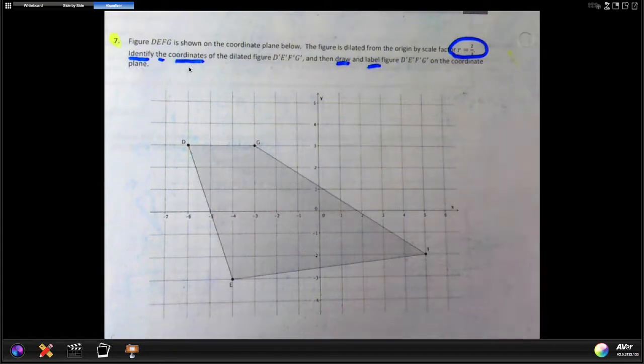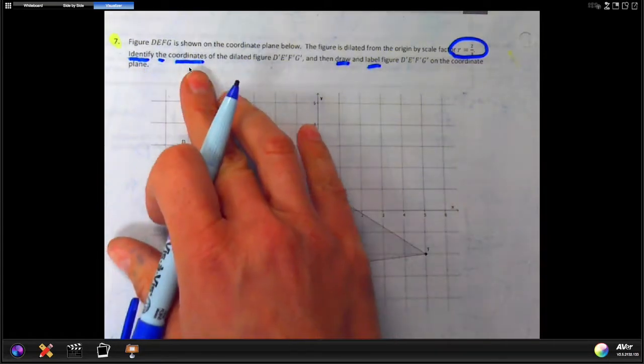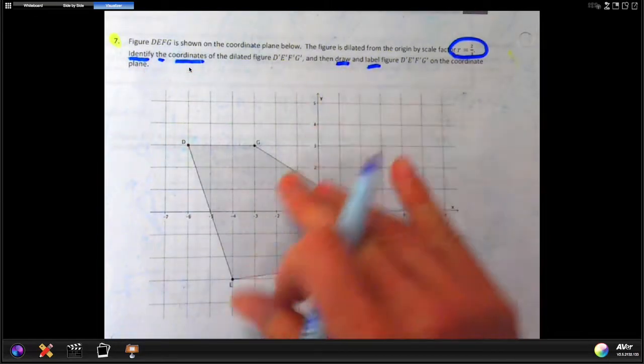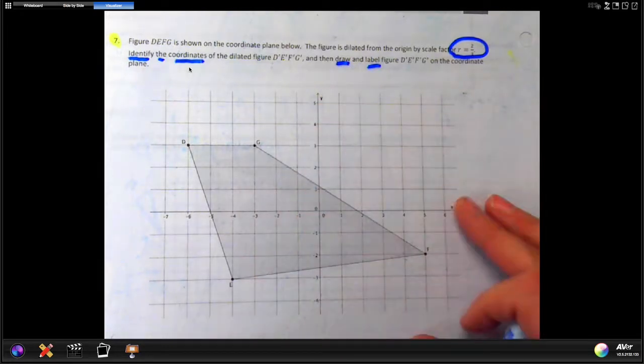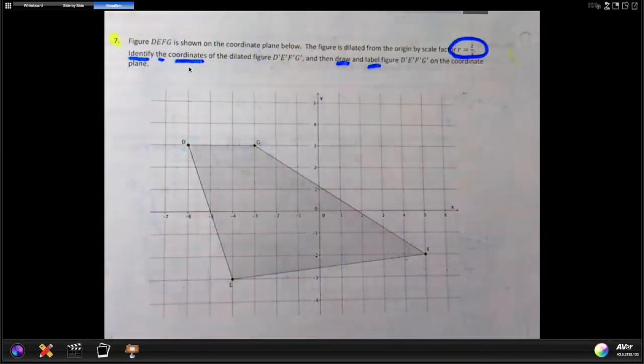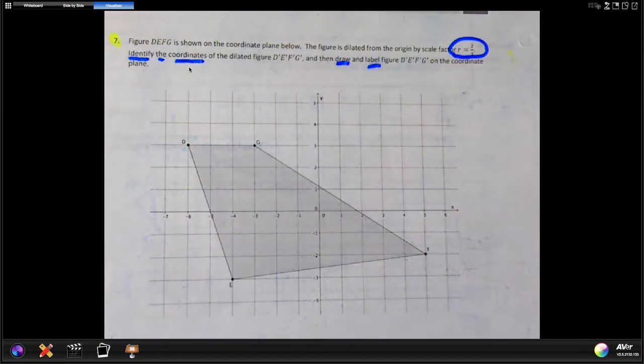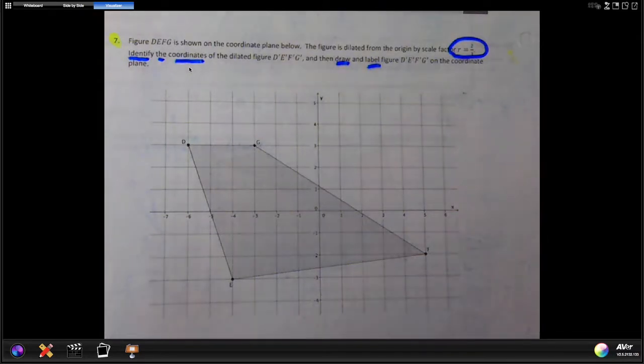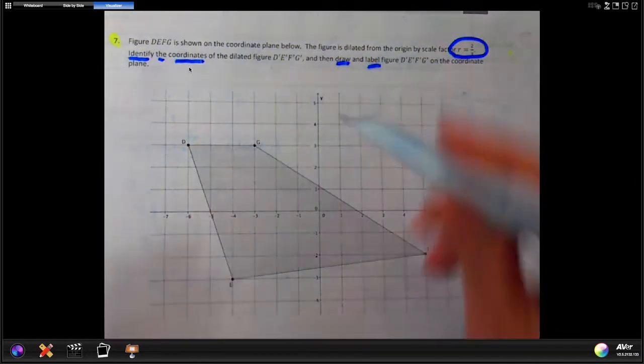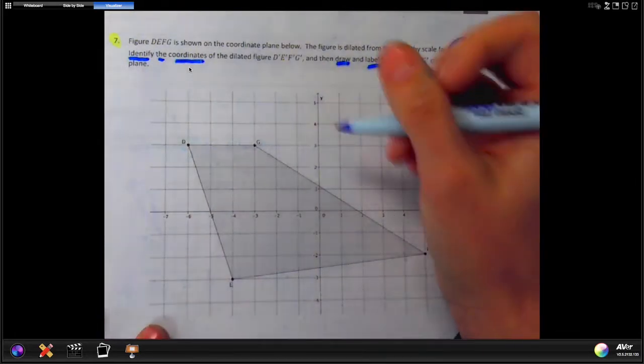So not only do we have to identify the coordinates, we also have to put them back on our graph, draw them out, and label them. So what we're going to do here is, again, start by finding our original coordinates. And I'm going to show you on the calculator this time, since we're using fractions, what I mean by using the parentheses.